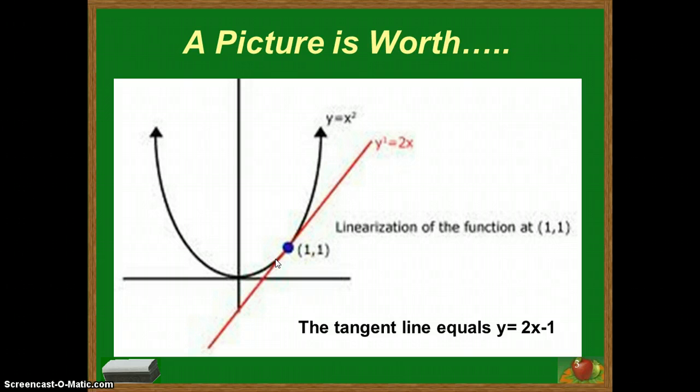In this case, the tangent line equation is y equals 2x minus 1. In other words, this red line's equation is 2x minus 1. So I could approximate the value of the original function x squared by using the tangent line, as long as the x value that I'm looking at is close to the original x value. Okay?